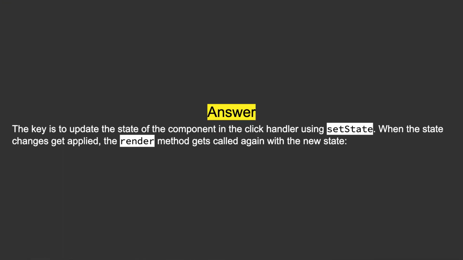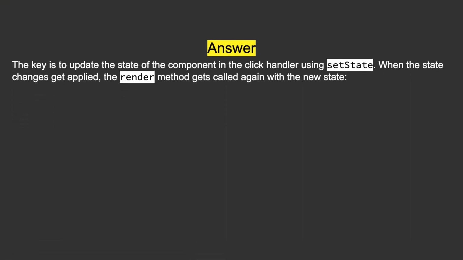The key is to update the state of the component in the click handler using setState. When the state changes get applied, the render method gets called again with the new state.